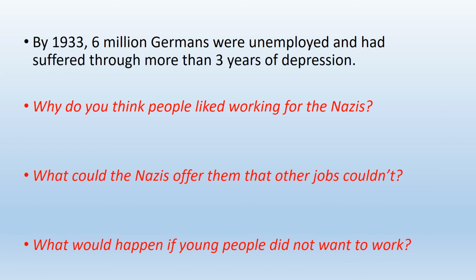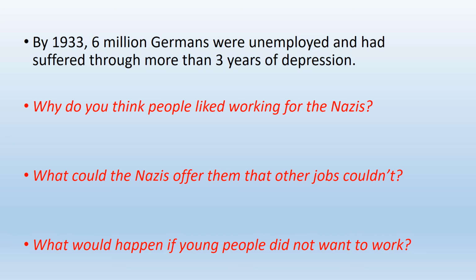Now, by 1933, 6 million Germans were unemployed and had suffered through more than 3 years of the Great Depression. And we've got to think to ourselves why the Nazis might have liked, or why people would have liked working for the Nazis. There's a few reasons why people would have actually liked this, and it had a lot to do with promises being kept by Hitler. We know that the Weimar government attempted to resolve the problems of the Great Depression, but they were largely unsuccessful. This did mean that Hitler had the ability to solve problems by actually providing solutions to people.